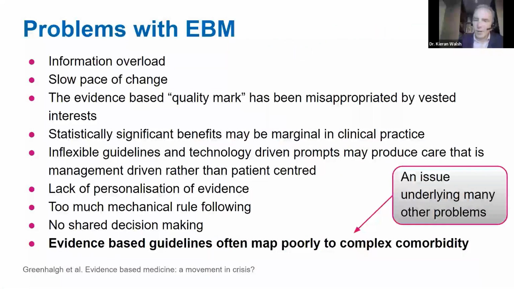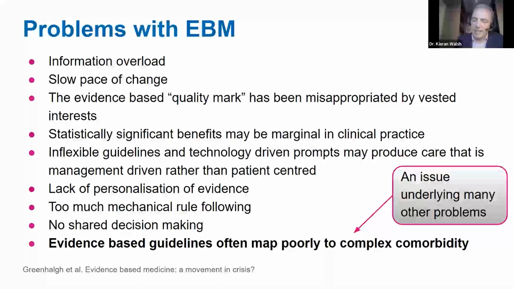And yet, there are problems with evidence-based medicine. Here's a long list of such problems, which I won't read all out, but they're from a paper by Trish Greenhalgh et al., published in the BMJ a few years ago now, but still as relevant today. The paper is called Evidence-Based Medicine, a Movement in Crisis. And the problems range from information overload through to lack of shared decision-making. And at the very end, evidence-based guidelines often map poorly to complex comorbidities.